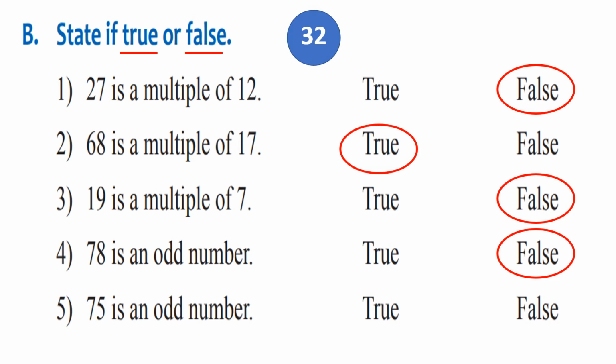Number 5. 75 is an odd number. What are the odd numbers? 1, 3, 5, 7, 9, and so on. 75, the 5 is an odd number. True.